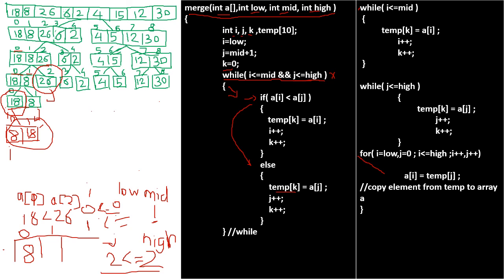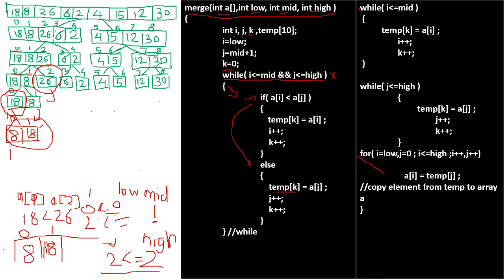Then in the temporary array, a of i value will be stored at the first index. A of i means a of 1, that is 18. In the temporary array on the first index, the 18 value would be stored. After that the next step is i plus plus and k plus plus. Now the i value is 2.